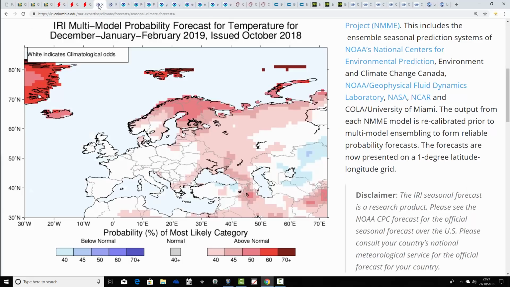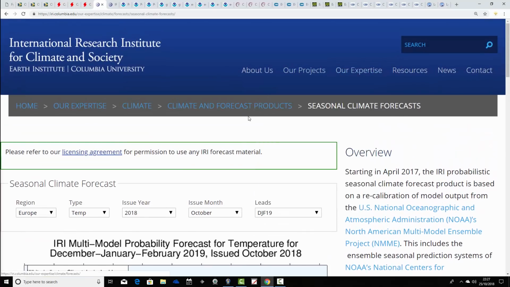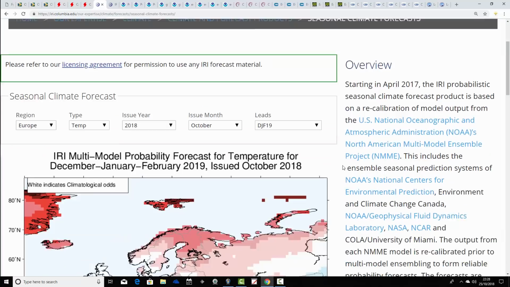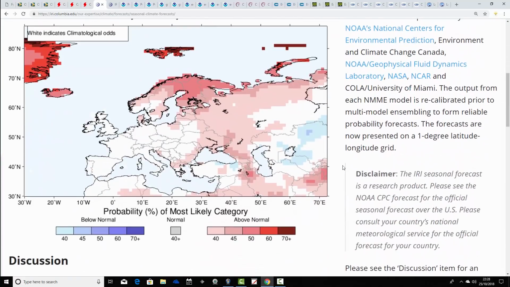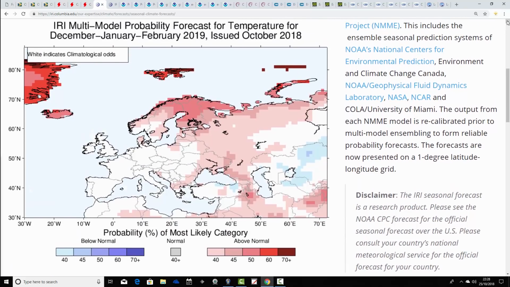This is the probability forecast for temperature from IRI, and this is the International Research Institute for Climate and Society from Earth Institute and Columbia University. That's a bit of a mouthful to get out. So, as I say, this is temperature probability for the winter of 2018-19 for Europe. And again, not really a great deal going on.